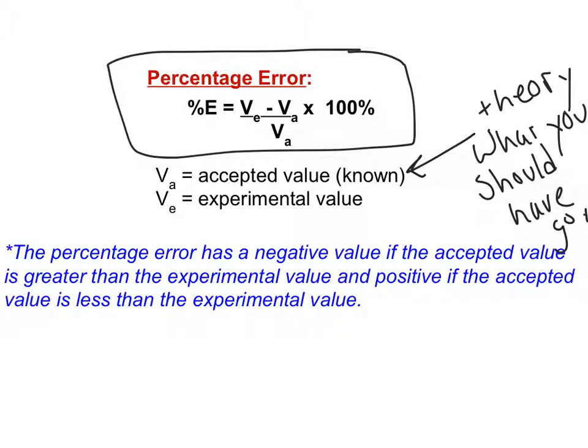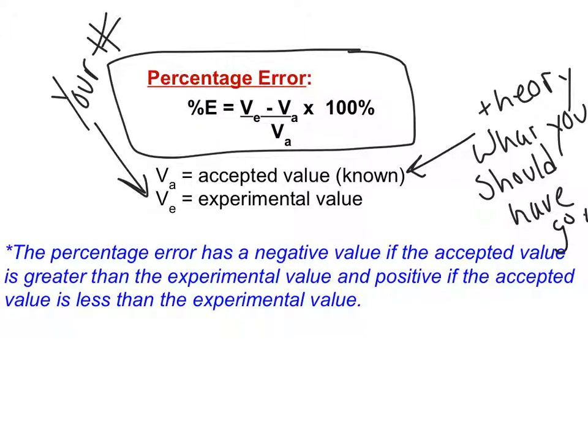Okay? The experimental value is what you got in an experiment. It is your number. So when we do an experiment in class, that's your number. That's what you got by doing the experiment. In theory is what it should have been.